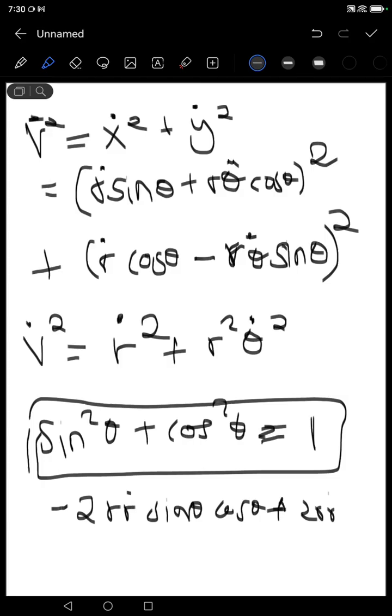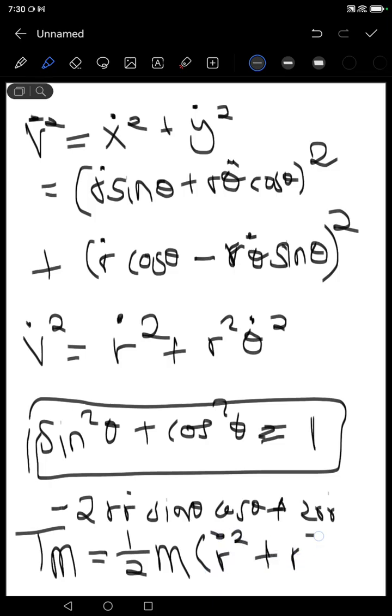Therefore our Tm, the kinetic energy of the sliding mass, is 1 over 2 m into r dot squared plus r squared theta dot squared. So we have the kinetic energy of the rod and the kinetic energy of the sliding mass, and we want the total. We just add the rod and the mass. Therefore our kinetic energy is T rod plus Tm.